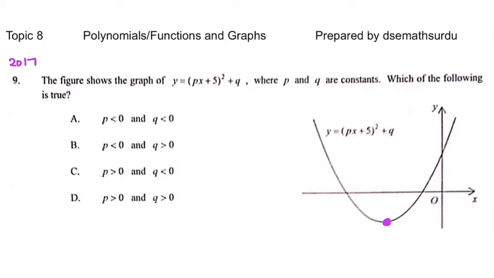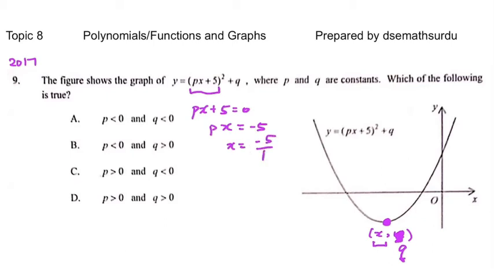And then let's see how we can do it. Even for the vertex we need x and y, right? We need both coordinates. And then how can we find that? For the x you can find it from inside the bracket, and the y coordinate will be this q. So we already know this y coordinate is q, and then for the x, let's set the bracket equal to 0 first and then find x. You should be able to get x as negative 5 over p. So x is negative 5 over p.